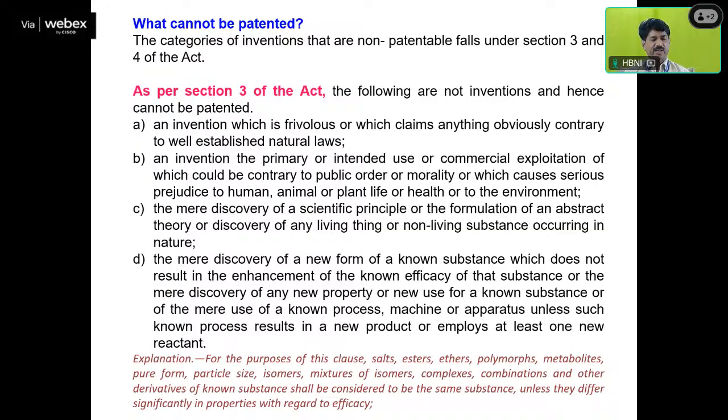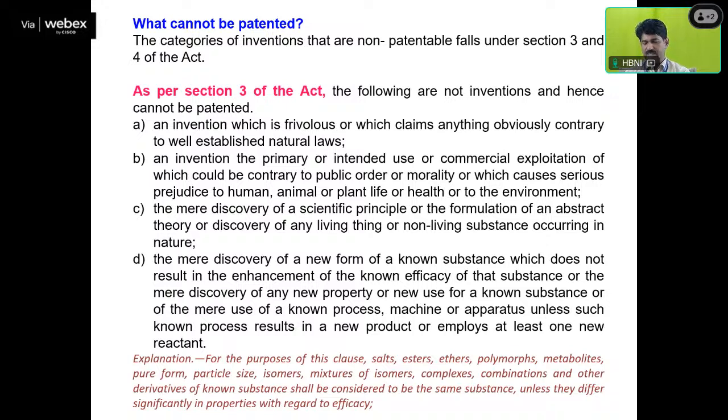So the first one says that an invention which is frivolous or which claims anything obviously contrary to natural laws will not be given a patent. Next is an invention the primary or intended use or commercial exploitation of which could contradict public order or morality, or which causes serious prejudice to human, animal or plant life or health or to the environment, will not be granted a patent. If something has been prepared which is against the ethical standard of that region or country, it will not be given a patent.